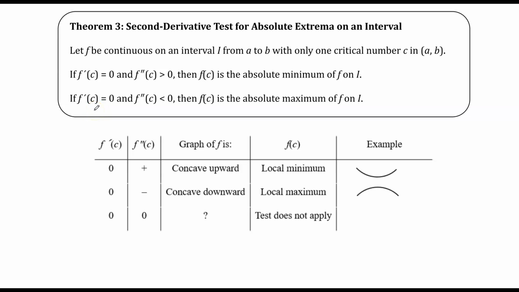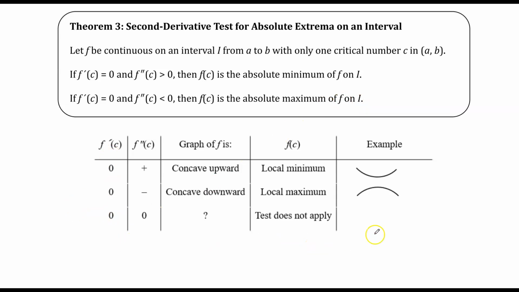And also, if f prime of c is equal to 0, so x equals c is a critical number, and the value of the second derivative at x equals c is negative, less than 0, then f of c is the absolute maximum on the interval I.